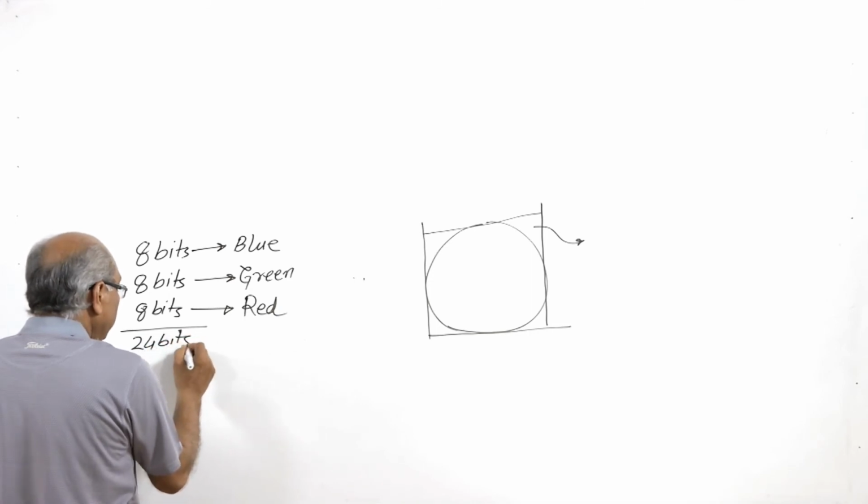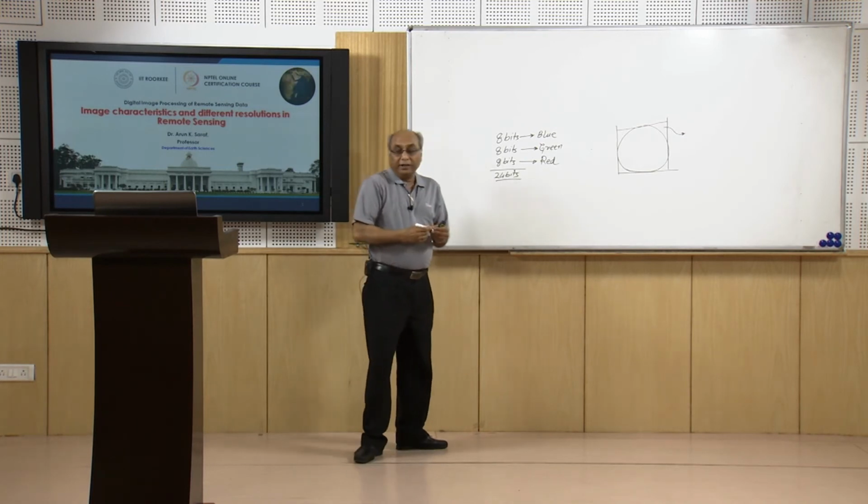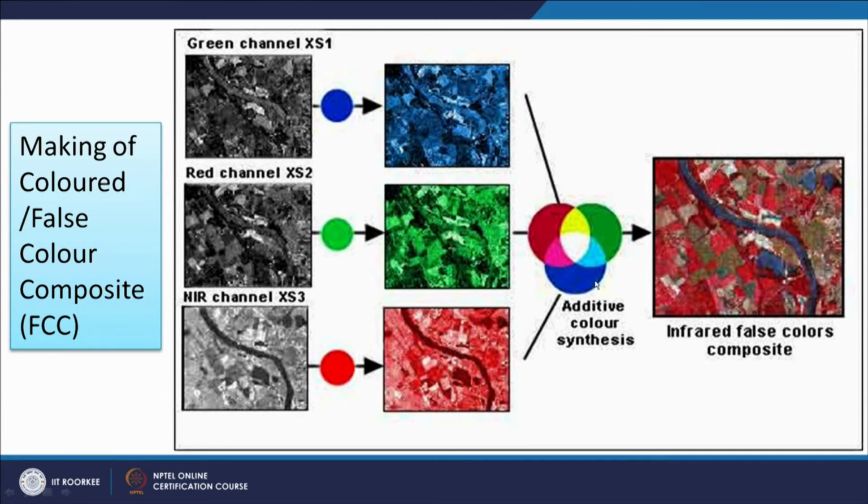One can argue why you are adding, why don't you multiply? Because remember, these three colors which are shown here, these three discs are shown just for our better understanding. The word is additive color synthesis. This is very, very important for creating color images or color composites, because here we are adding 8-bit plus 8-bit plus 8-bit, that becomes 24 bits. We don't go for multiplication. So remember, this is because we are following an additive color scheme.